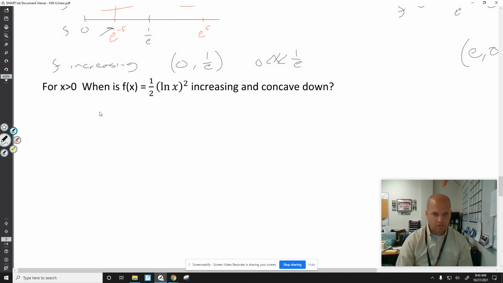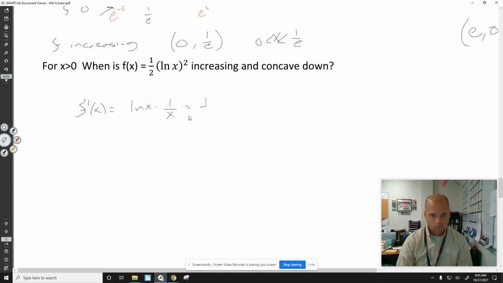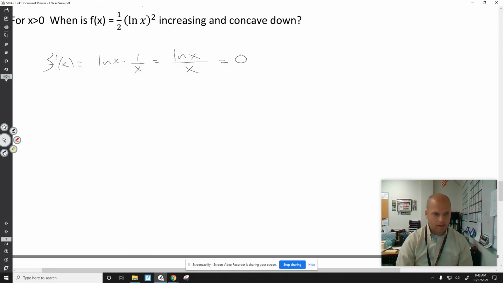I already took the derivative of this, so you can look back at how to do this. It ends up being log x times 1 over x, so that's log x over x. Okay, and I need to see when that's 0. Well, again, I would worry about the denominator equaling 0. That is at 0, but I'm not allowed to plug in anything less than 0, so I don't have to worry about it. Just have to worry about the numerator, log x equaling 0.